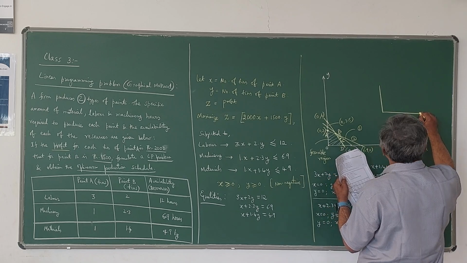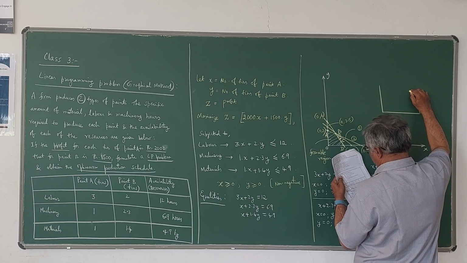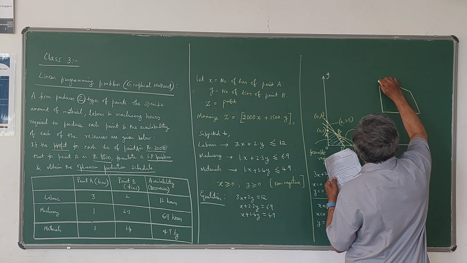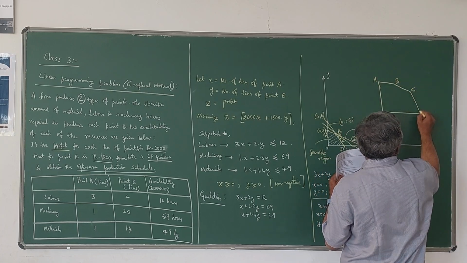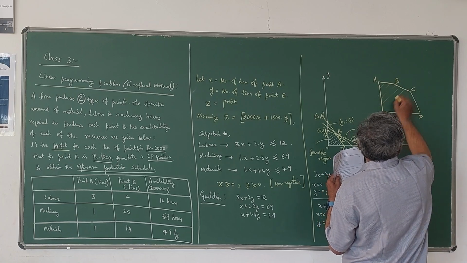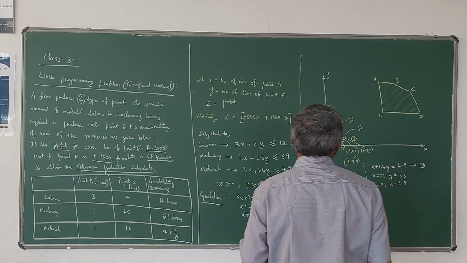So I am going to show one more point here, and another point here, and one more point here. So this is how you are going to get A, B, C, D. This becomes the feasible region. There will be 4 points, of course.